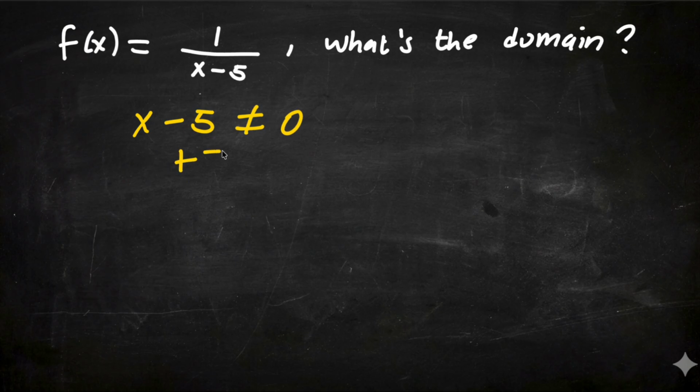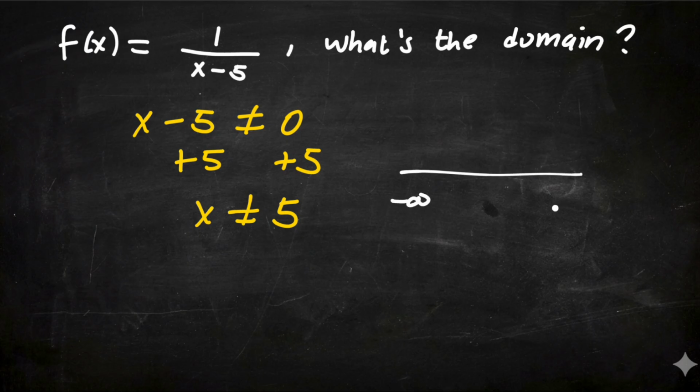To do that, we're going to add 5 to both sides of the equation, which means x cannot equal 5, because if we put x as 5, 5 minus 5 is 0, and we know we cannot divide by 0. So what does this mean? It means x can be any value but 5. If we draw this on the number line, it will look something like this.